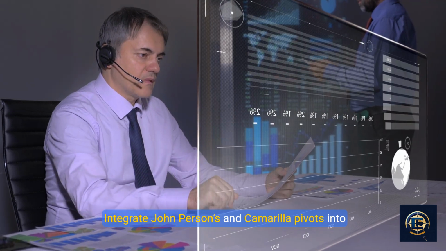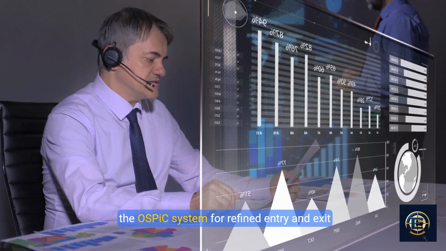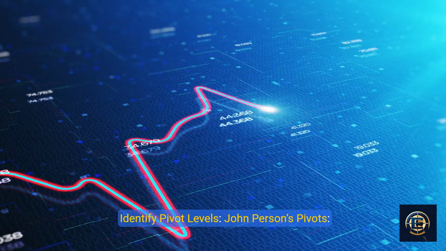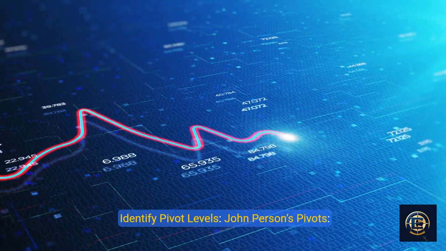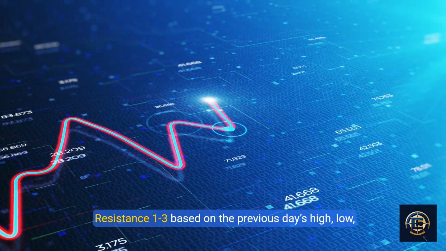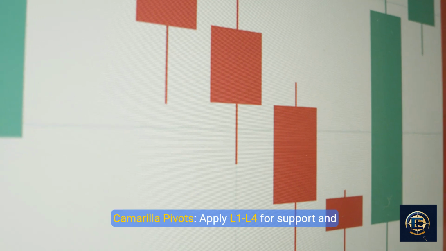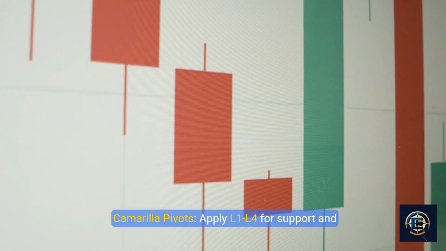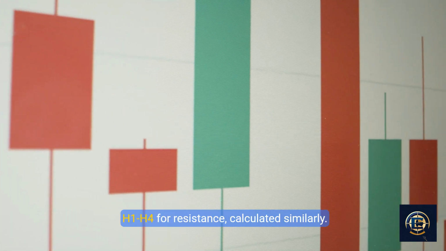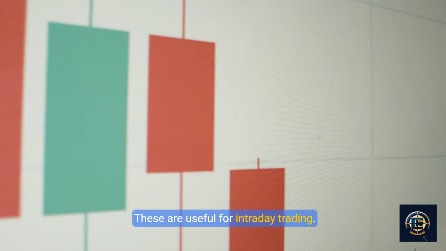Integrate John Persons and Camarilla pivots into the OSPiC system for refined entry and exit strategies. 1. Identify pivot levels. John Persons pivots. Calculate and plot pivot point, support 1 to 3, and resistance 1 to 3 based on the previous day's high, low, and close. Camarilla pivots. Apply L1 to L4 for support and H1 to H4 for resistance, calculated similarly. These are useful for intraday trading.